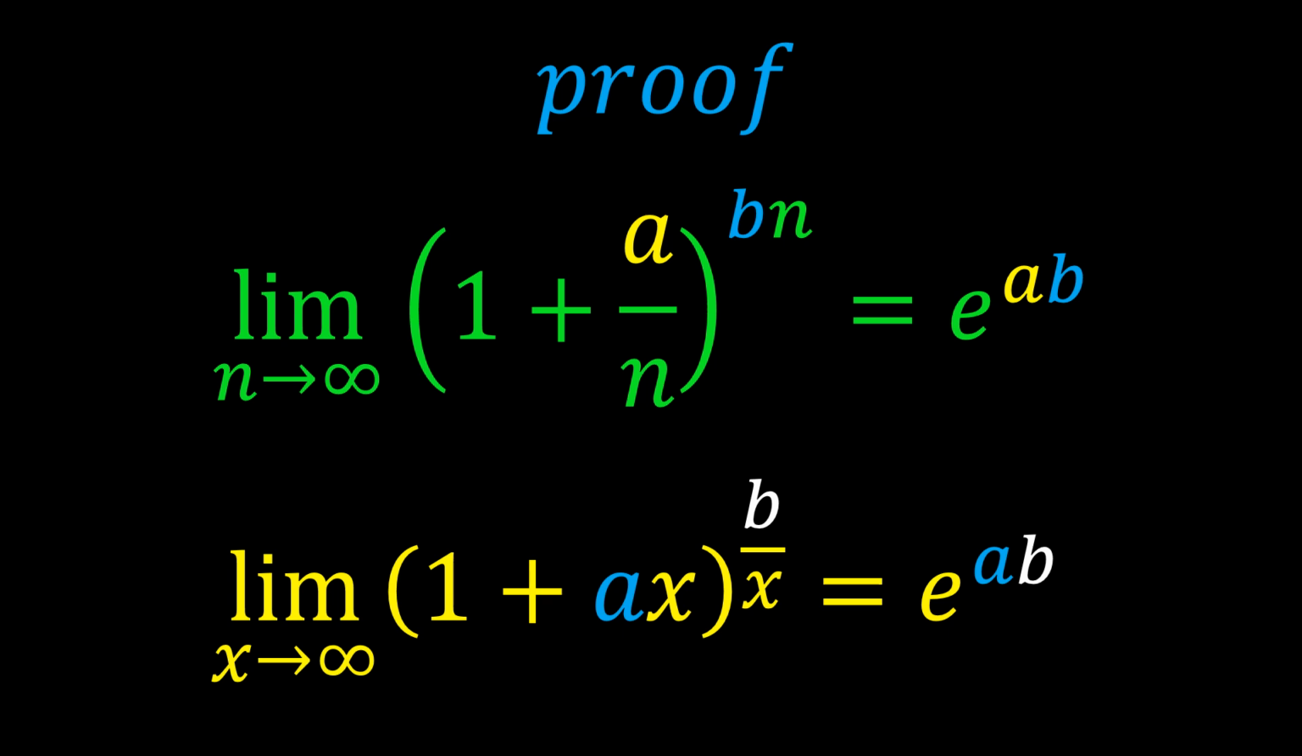In this video, we shall be looking at the proof we have on screen, which is the proof that the limit as n goes to infinity of (1 + a/n)^(bn) is equal to e^(ab), and we have a similar proof right here.